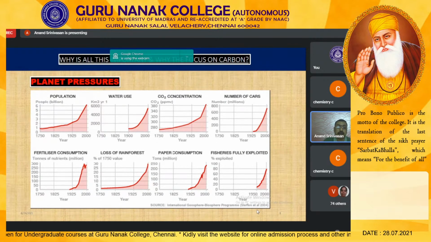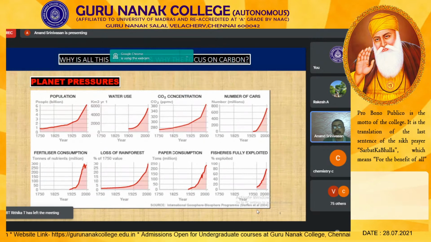And similarly, water usage: you can see from 1900 to 2000 there is a logarithmic-scale increase in water usage. That is again another problem. Then the concentration of CO2, which I already mentioned: you can see there is again a steep increase in the concentration of CO2 released to the atmosphere.